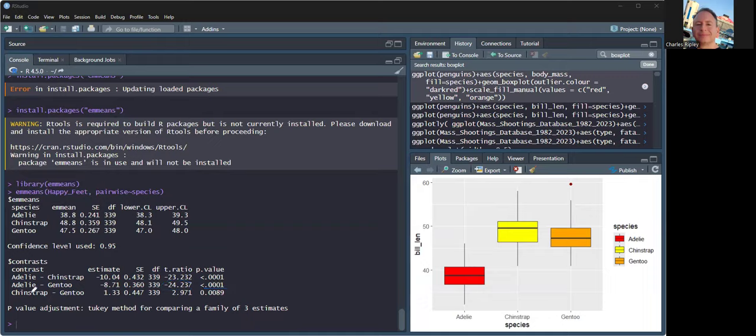Now, this is the one we didn't see in the model, Chinstrap versus Gentoo. So we take a look at this, and that's Gentoo. So this is comparing Chinstrap to Gentoo. Now, because Gentoo comes first, it's this estimate. So that's a smaller estimate. And as you can see, it's a smaller T ratio, but it's still almost 3, and it's positive. This means Chinstrap is bigger, and it is statistically significant below 0.05 since it's 0.0089.